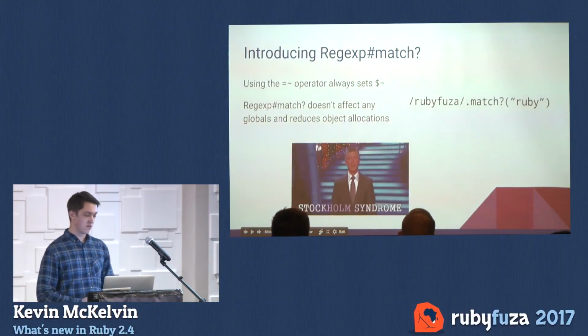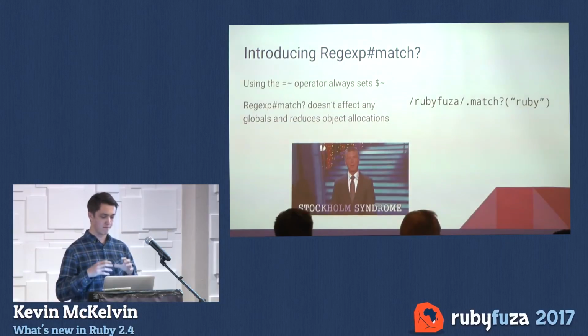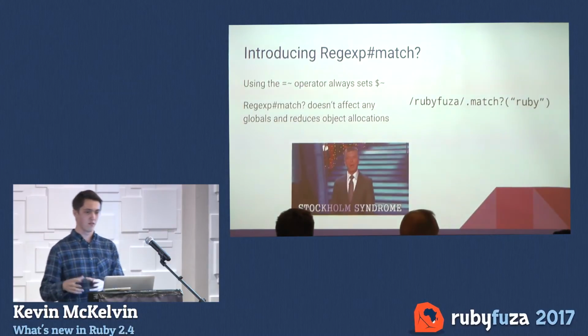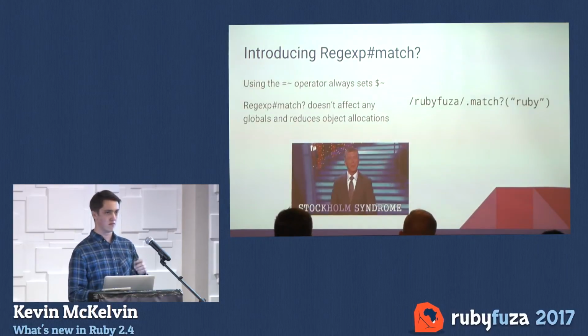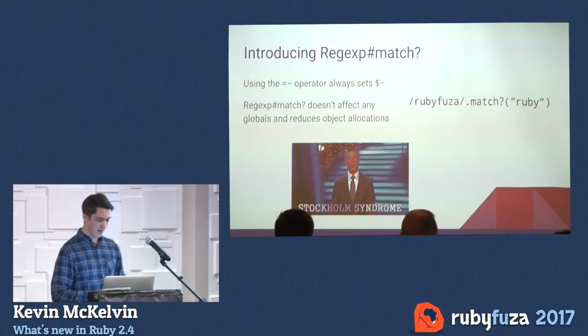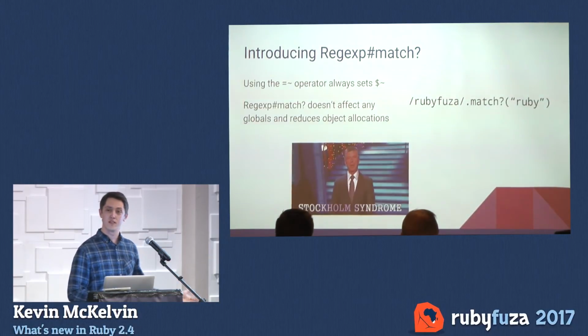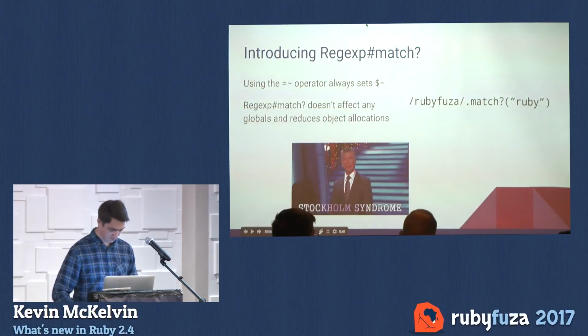Another performance-related one is regex match. So this is a new method that's been added to regexes so that you can match against strings without affecting any globals. Normally when you are using regexes in Ruby using the match operator, it would dump matches into global variables that you can read back on, and that's a remnant from the Perl influence of Ruby. And what match will then do is avoid any global state mutations and just give you a Boolean. The reason for the GIF I put in there is that whenever we think regex is a good solution to something, it has something to do with Stockholm syndrome.